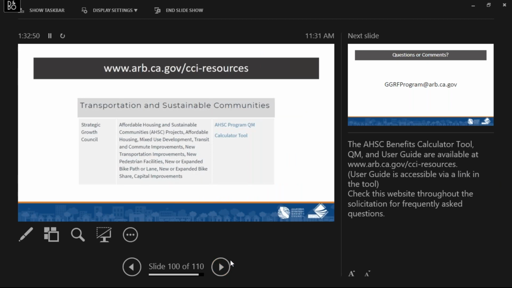All of the AHSC quantification materials are available at the www.arb.ca.gov/CCI resources site. And if you scroll down to the bottom of the transportation and sustainable communities sections on that site, you'll find the AHSC quantification methodology and benefits calculator tool. And the user guide is available through a link in the calculator tool. Throughout the solicitation period, this site will be updated with frequently asked questions as they're received, so you can check back at this resources site for further guidance.